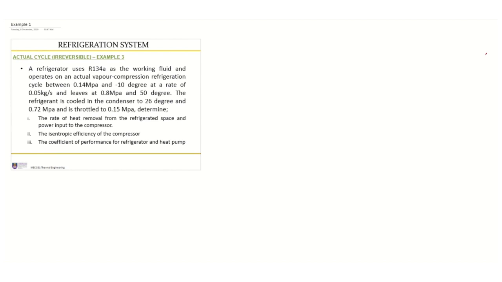The refrigerant is cooled in the condenser to 26 degrees and 0.72 megapascal and is throttled to 0.15 megapascal. Okay. So you need to determine the rate of heat removal and the power input, the isentropic efficiency of the compressor, and the COP of the refrigerator and heat pump.